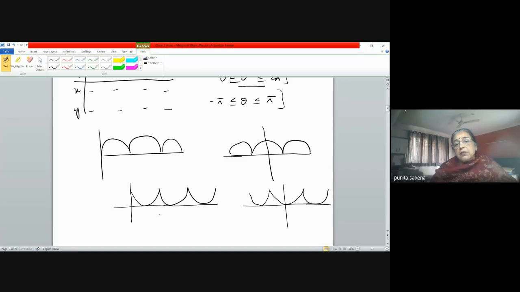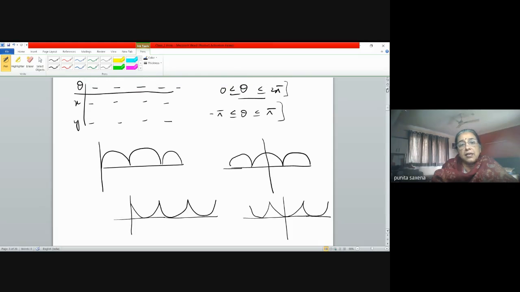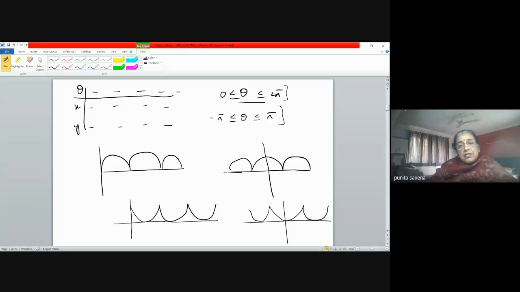Okay, so just try and plot these 4 curves and then see which equation. It's like match the following, right? So this is 1, 2, 3, and 4, right? And I have given you 4 equations. So you have to match which equation matches with which shape, okay? So I'm leaving it as a homework for you. Try it on your own.